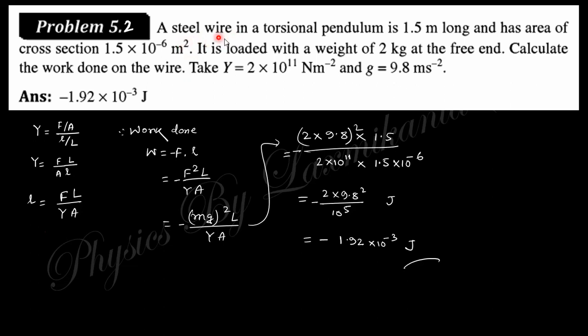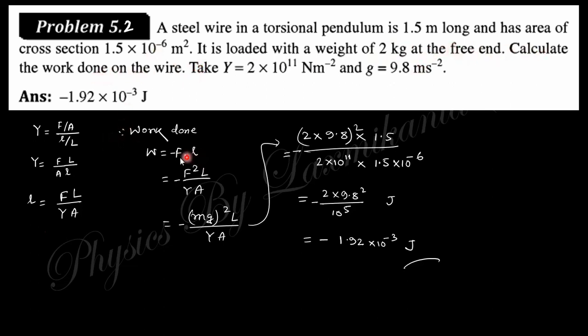The next question says a steel wire of a torsional pendulum is 1.5 meter long. This is the length, and it has an area of cross section like that. So this is the area of cross section. It is loaded with a weight of 2 kg at the free end. Okay, so there is the mass which gives you tension. Calculate the work done on the wire.